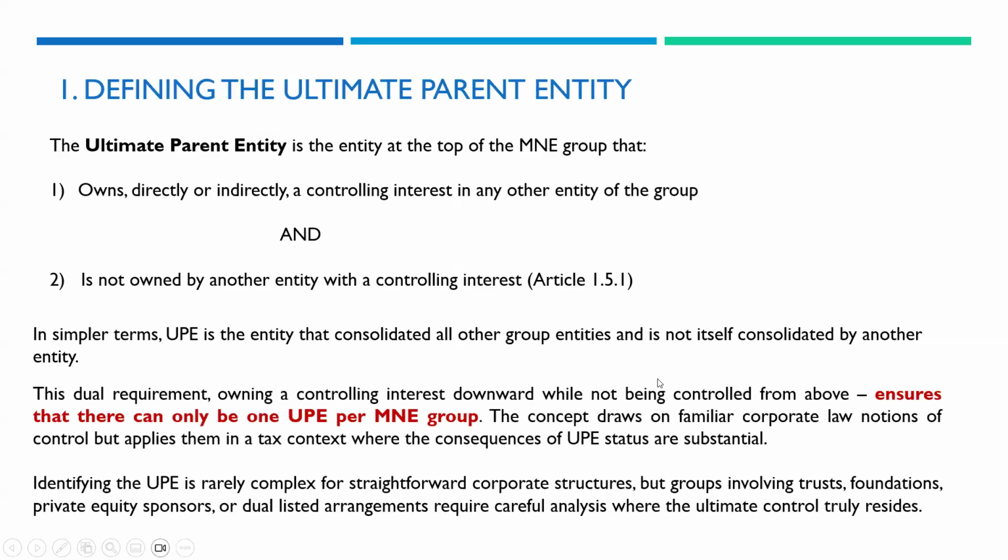Now why is this definition very important? This definition is very important because it ensures that there could only be one UPE per MNE group, right? So if we apply this definition that it controls other entities but it is not controlled by any other entity, it would ensure that there is only one UPE who is responsible for paying the IIR. Clear?